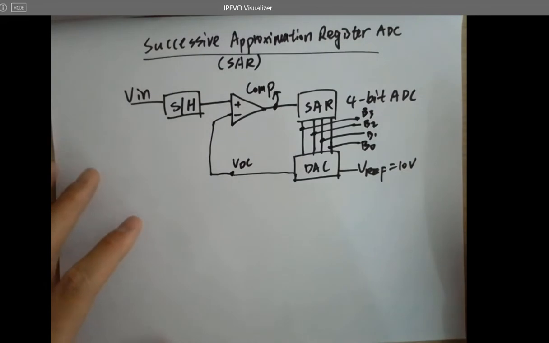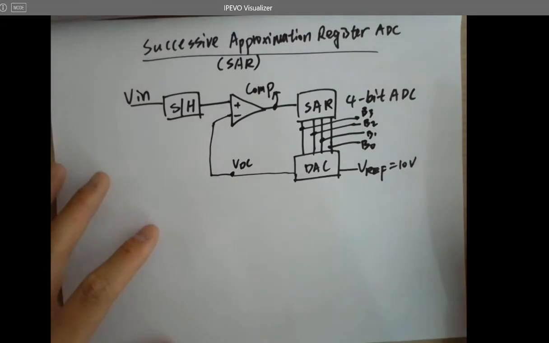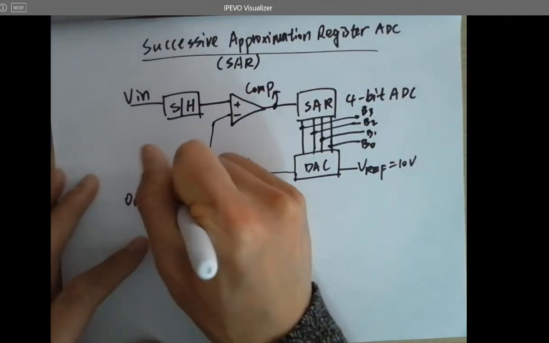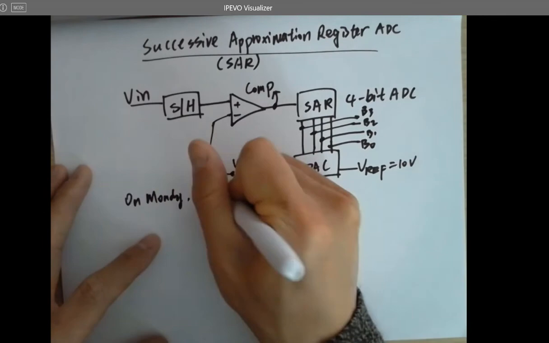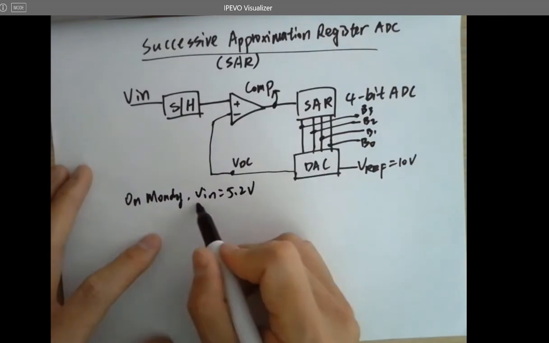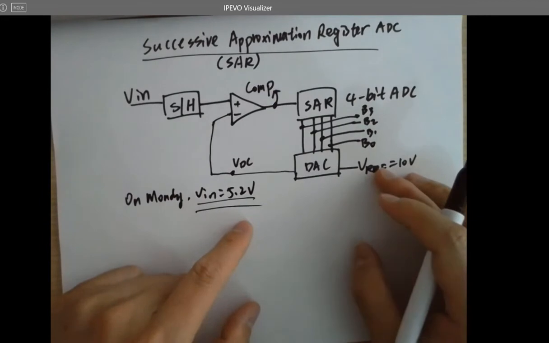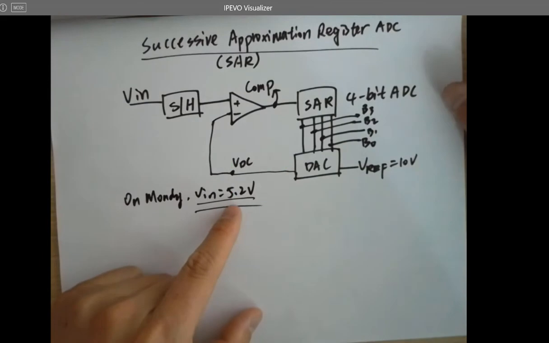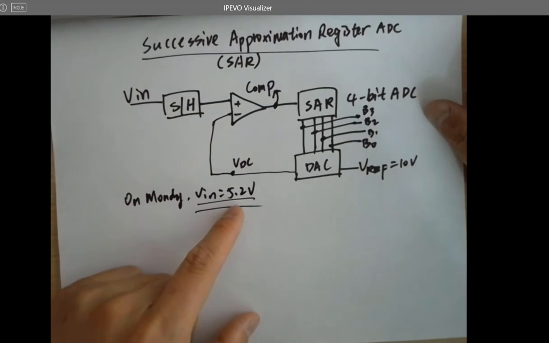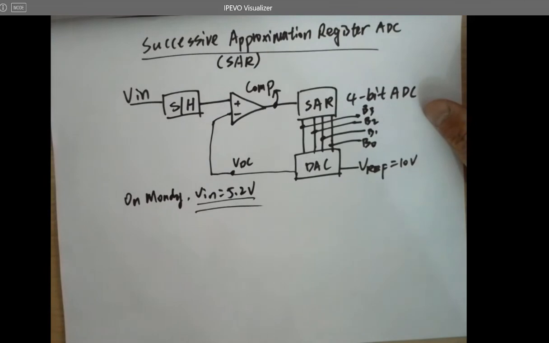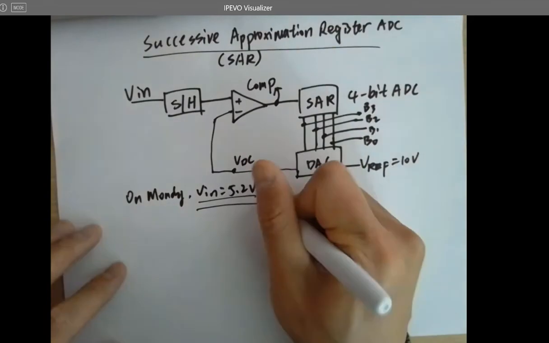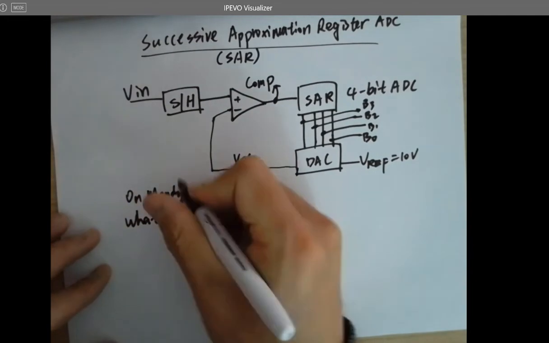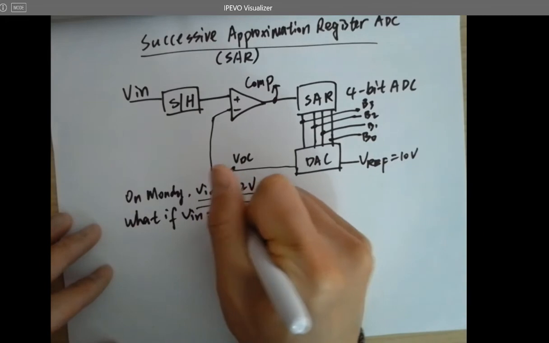So on Monday, we had an example where V-in was 5.2 volts. For example, at one moment, the analog input was 5.2 volts. Today we're going to look at an example which is smaller than 5 volts, let's say 4.5 volts, and see what's going to happen. So what if V-in equals 4.5?